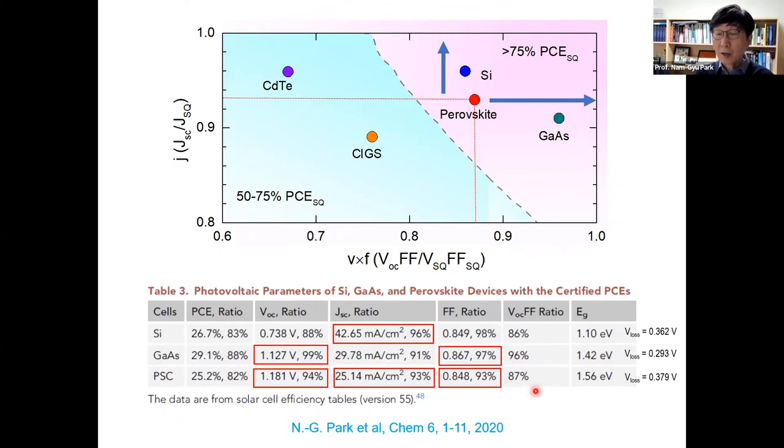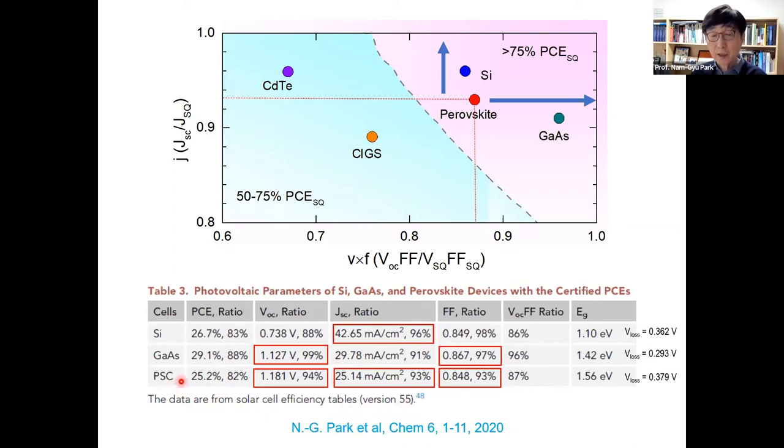Therefore, we have to carefully consider the open circuit voltage and fill factor for the case of the perovskite to reach the ideal point here. Then we can get over 30%. Still, for instance, this is the data from the solar cell efficiency table version 55.